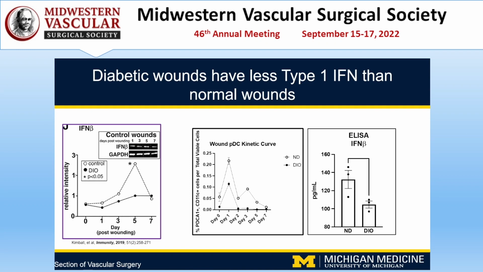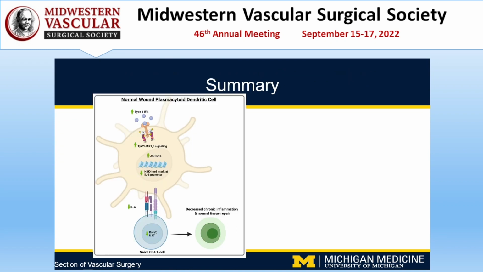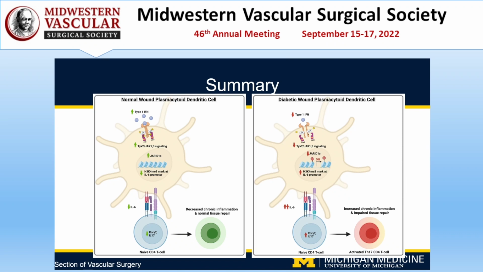So this was an interesting and exciting study that really has opened the door for multiple explanations or trying to figure out why this is, which unfortunately I don't have time to get into. So just to summarize, we believe that in the normal state, there are a lot of type 1 interferons, which leads to an increase in JARID1C, which then leads to a decrease in K4 mark, decrease in IL-6, and improved wound healing. The opposite is true in the diabetic state, where there's less type 1 interferons, there's less JARID1C, and there's an increase in IL-6, which leads to increase in inflammatory T cells ultimately.